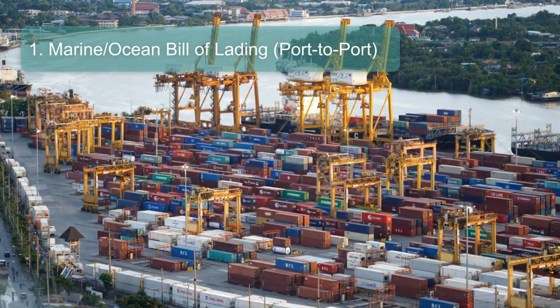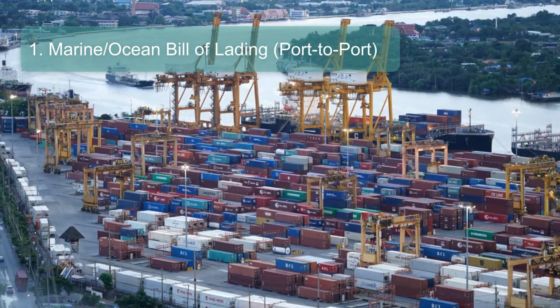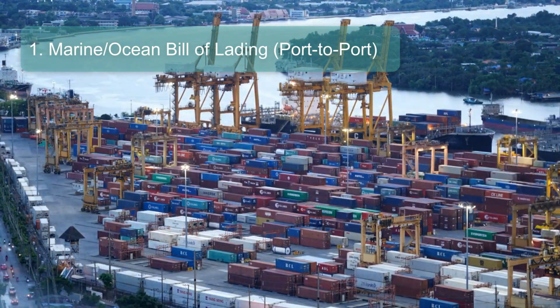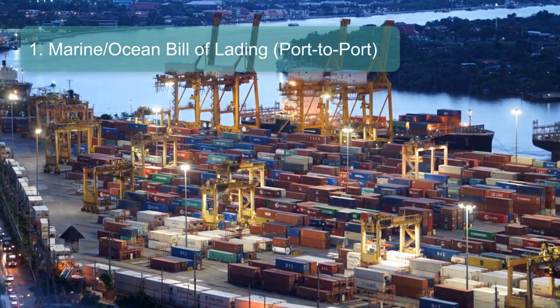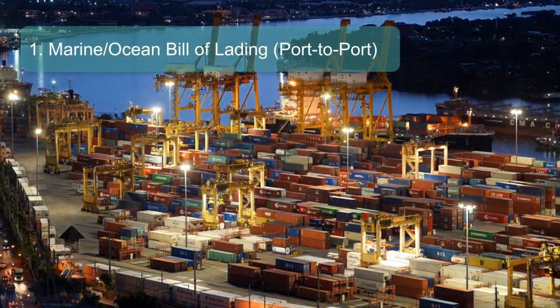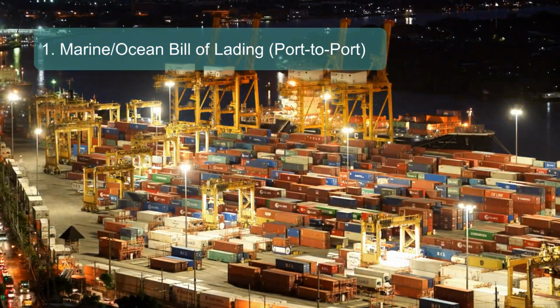First, let's look at the most traditional document, the Marine or Ocean Bill of Lading. This document covers shipments moving strictly from one seaport to another seaport. The most critical characteristic of this document is that it acts as a document of title. This means the physical piece of paper itself represents ownership of the goods.